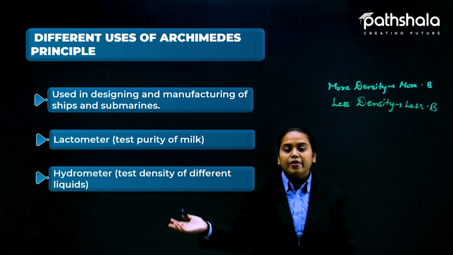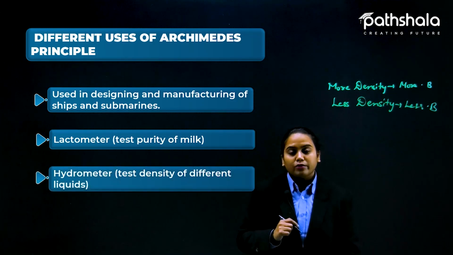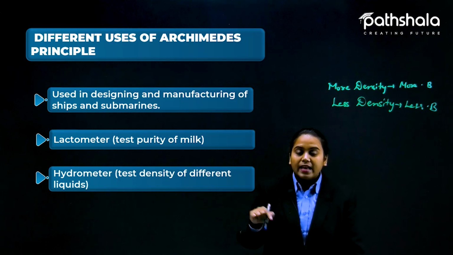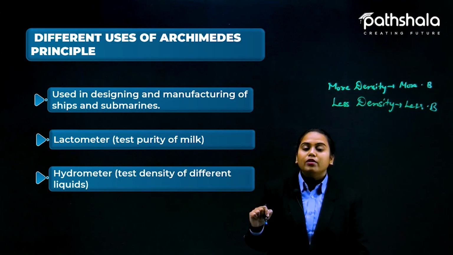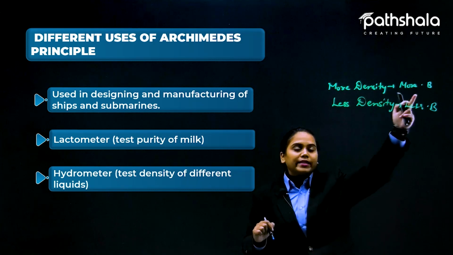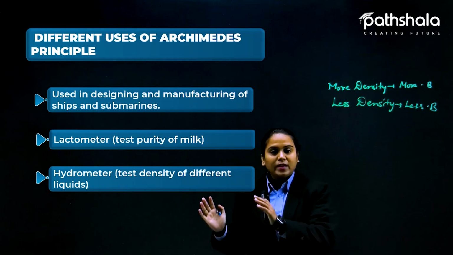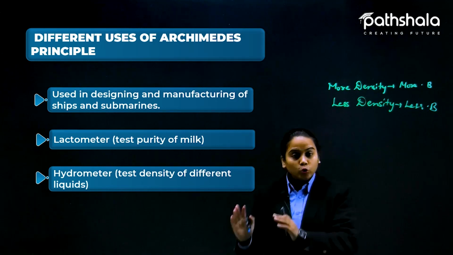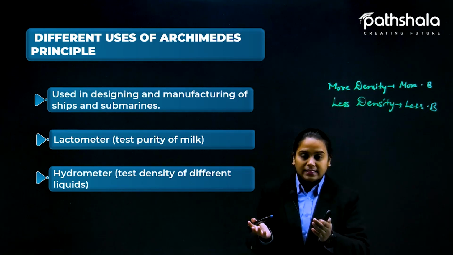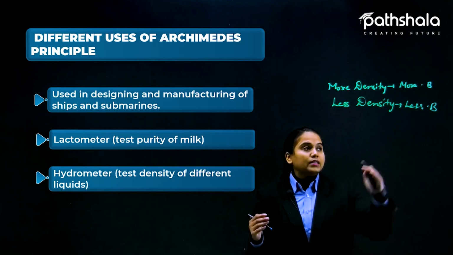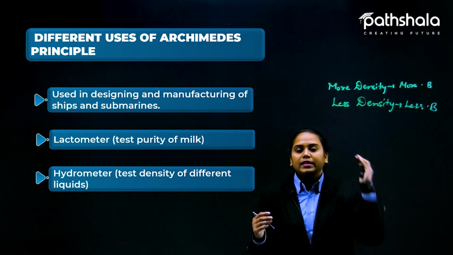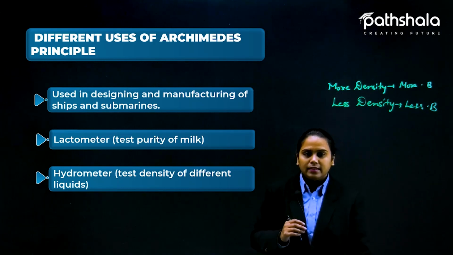Now, a hydrometer is used to test different liquids, and again it is on the basis of density, because more density means more buoyancy, less density means less buoyancy. So we can check which liquid has more buoyancy, then we can say more density is there, and if a liquid has less buoyancy, then we can say less density is there.